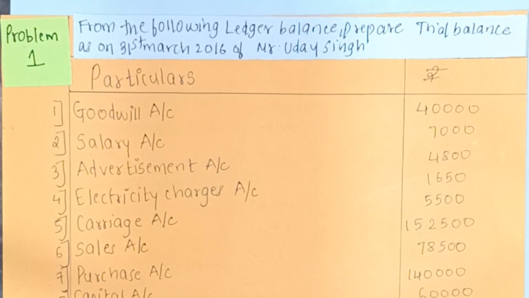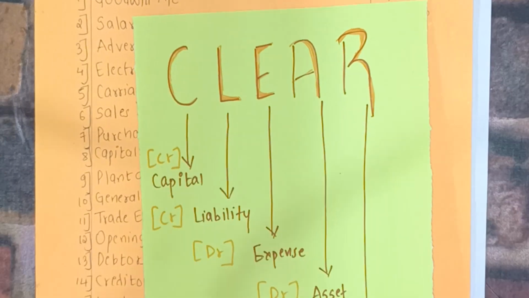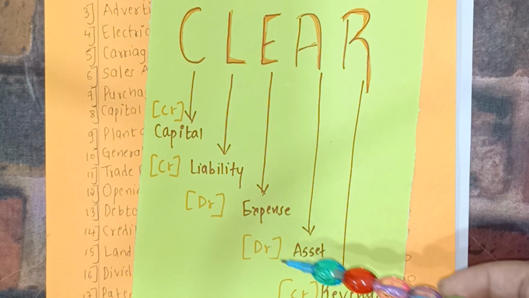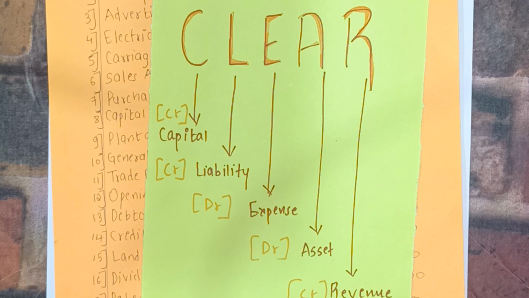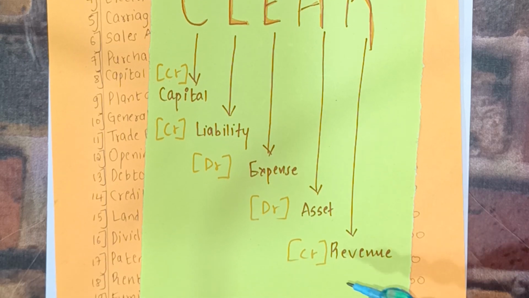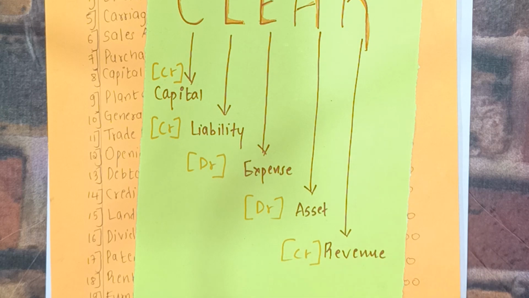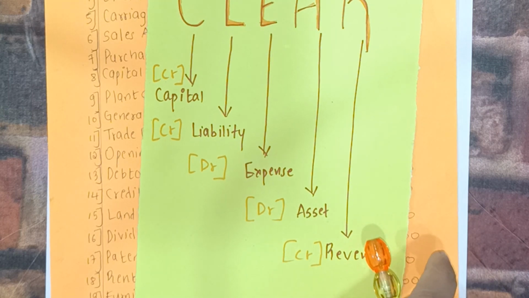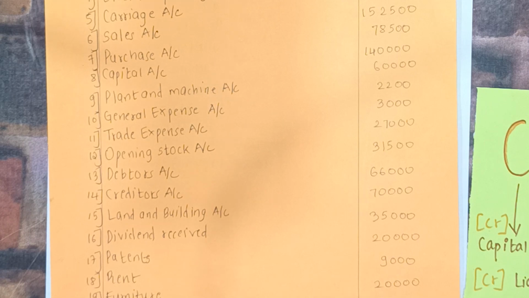Students, this is our first problem on trial balance. From the following ledger balances, prepare the trial balance as on 31st March 2016 of Mr. Uday Singh. Let's begin solving the problem. The first step is to remember the word CLEAR. As I said, only expenses and assets are recorded on the debit side, and revenue, capital and liability are recorded on the credit side. So let's start by marking the accounts first.